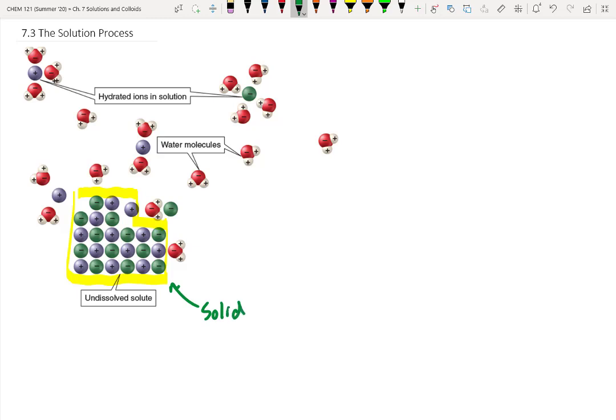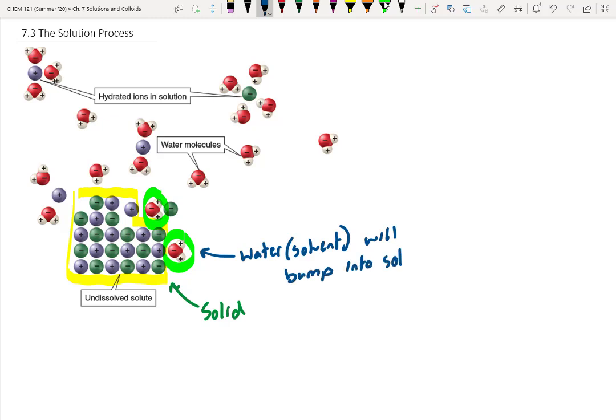However, if we put sodium chloride into water, we know that eventually it will dissolve. And so what's happening? Well, these water molecules that are floating around are actually going to bump into that solid and dislodge some of those cations and anions. So let's just make a little note here. Water or solvent will bump into the solid and help break up the ionic bonds.